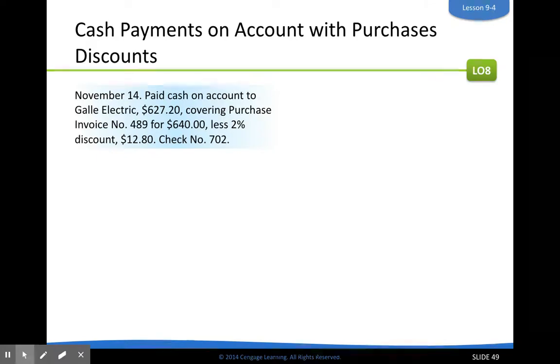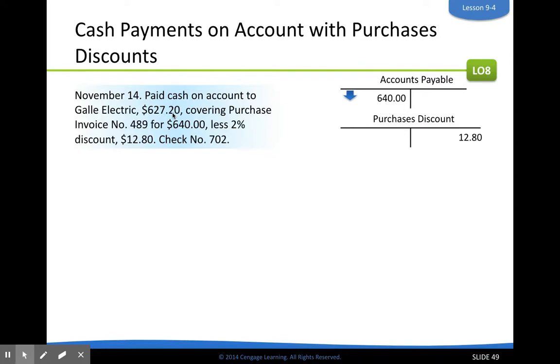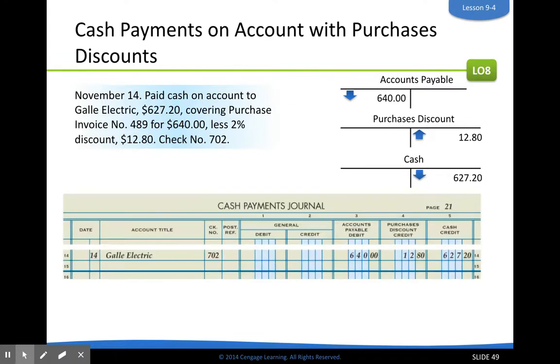Here's an example where we owed Gale Electric $627.20. That was purchase invoice 489 for $640. So we owed them $640, but we got a 2% discount for $12.80. So we actually only have to pay them the $627.20. How this looks: we want to decrease the accounts payable by the full amount, $640, because that's how much we owe them. And then we have a purchases discount of $12.80 and a cash credit of $627.20.